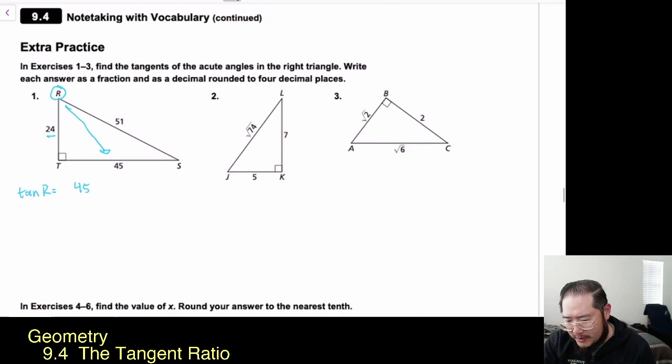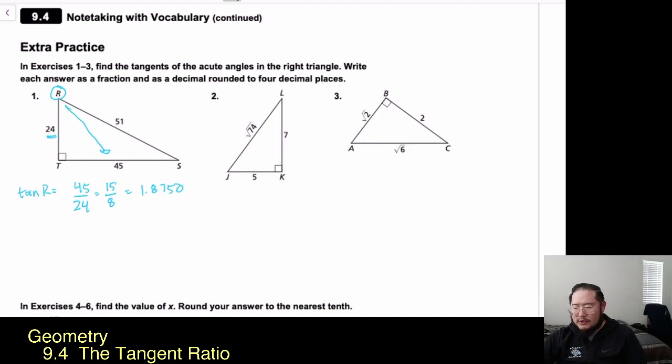We want to make sure we simplify things down. We can divide both by 3, and we're left with 15 over 8. They also say round it to 4 decimal places, and when you punch that into your calculator, that becomes 1.8750, and we'll include the 0 since we're going out to 4 spots. All right, so there's that right there.